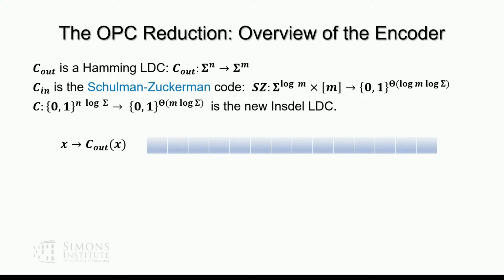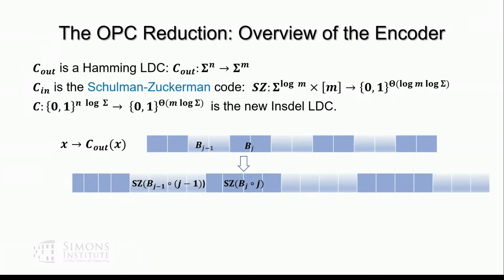So we take the LDC codeword, and we're going to break it into chunks. And then we're going to label each chunk by its position in the code. And we're going to encode with the Schulman-Zuckerman code both the information in the chunk itself, as well as the position of the chunk. And that's the hard thing in insertion deletion, to figure out where each bit ended up, right?